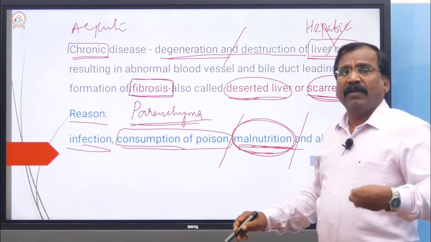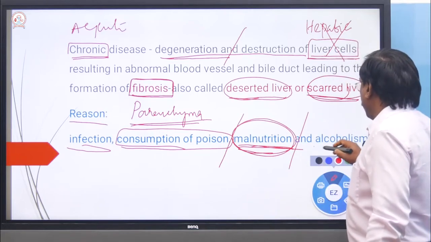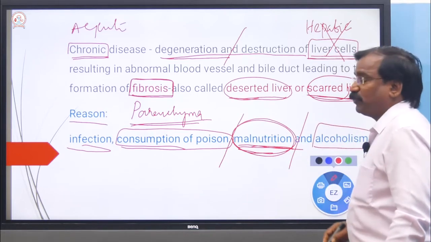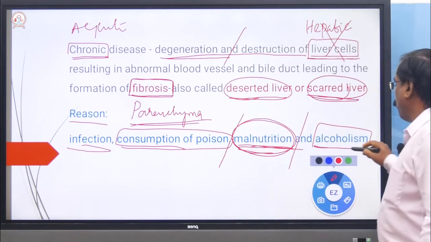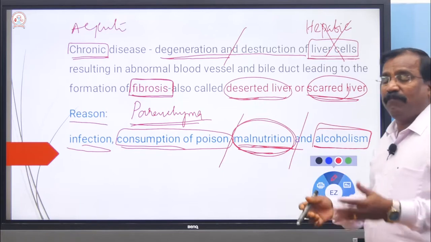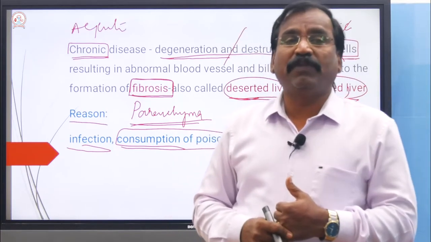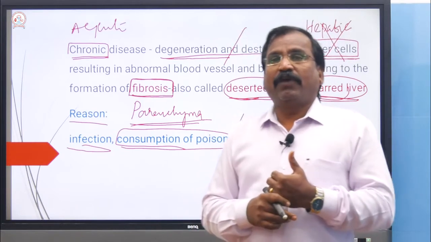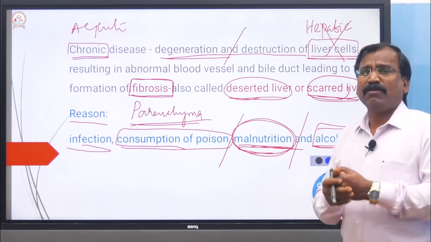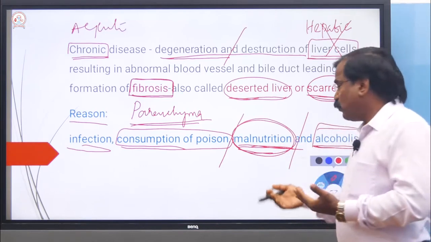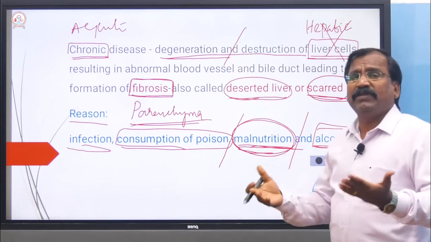And the main reason for most liver cirrhosis is alcoholism. Consumption of alcohol, liquor. It is most dangerous, a toxin that goes to the liver. So why does alcohol damage the liver?